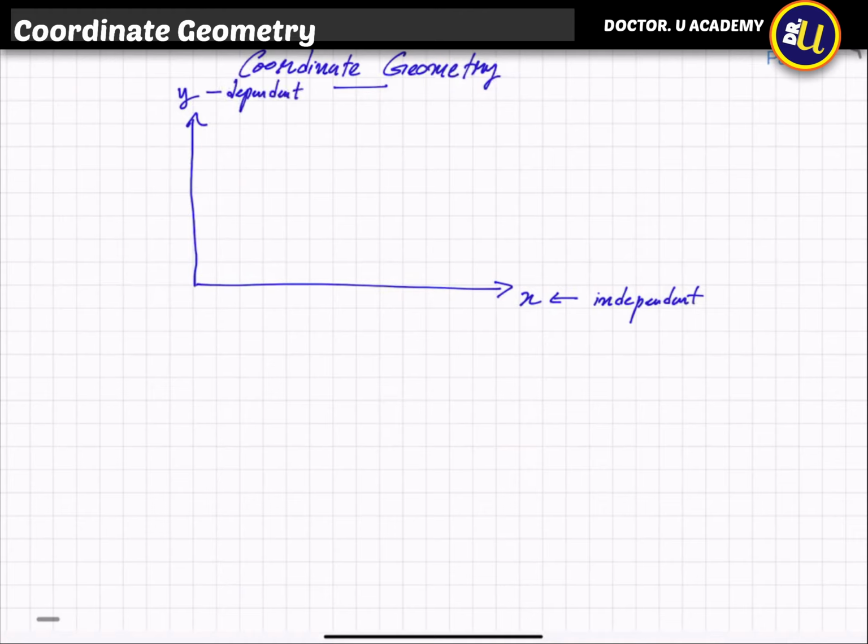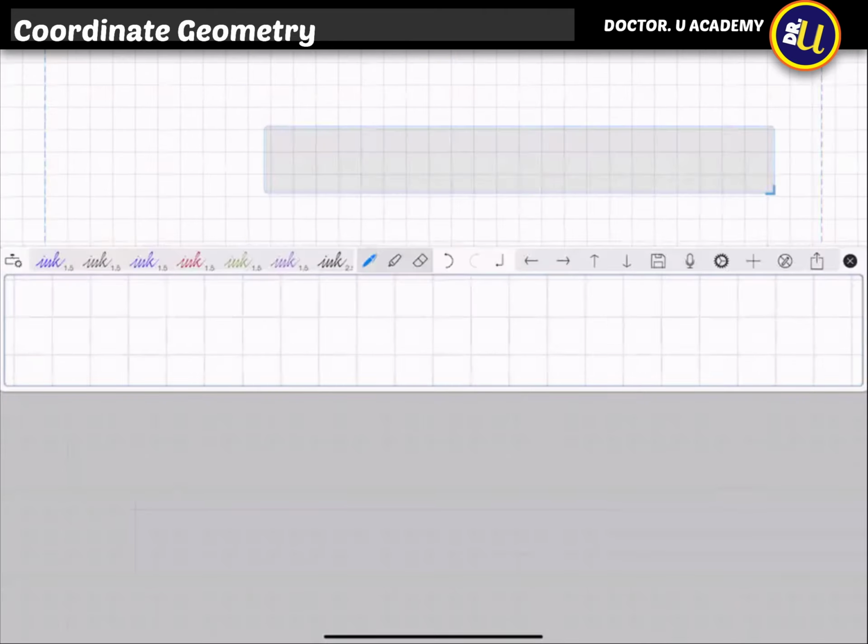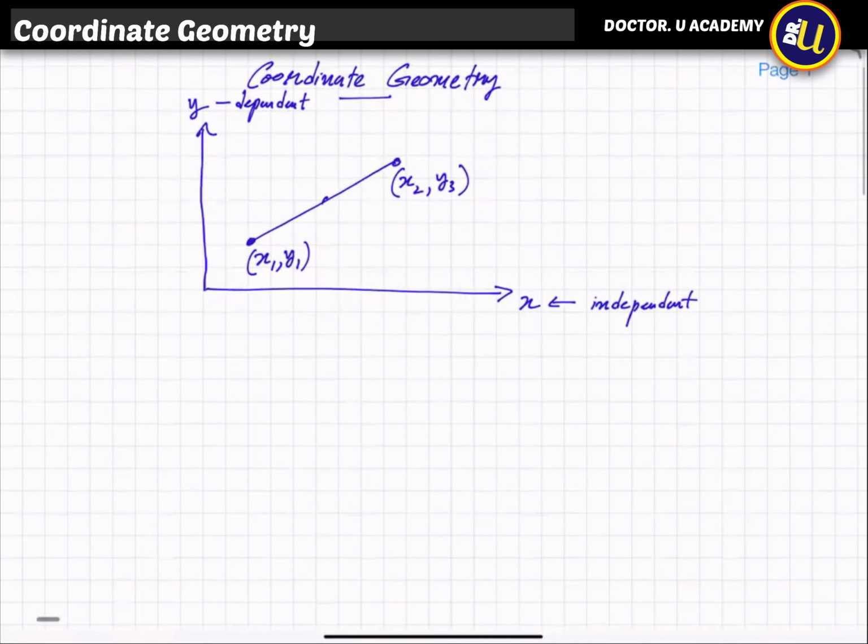Now, if you want to make a straight line, you need a minimum of 2 points. The initial coordinate would be x1, y1 and the final coordinate would be x2, y2. It's true that you can have another point on the line, and that point would be x3, y3. However, all these 3 points are collinear. Collinear means on one straight line.